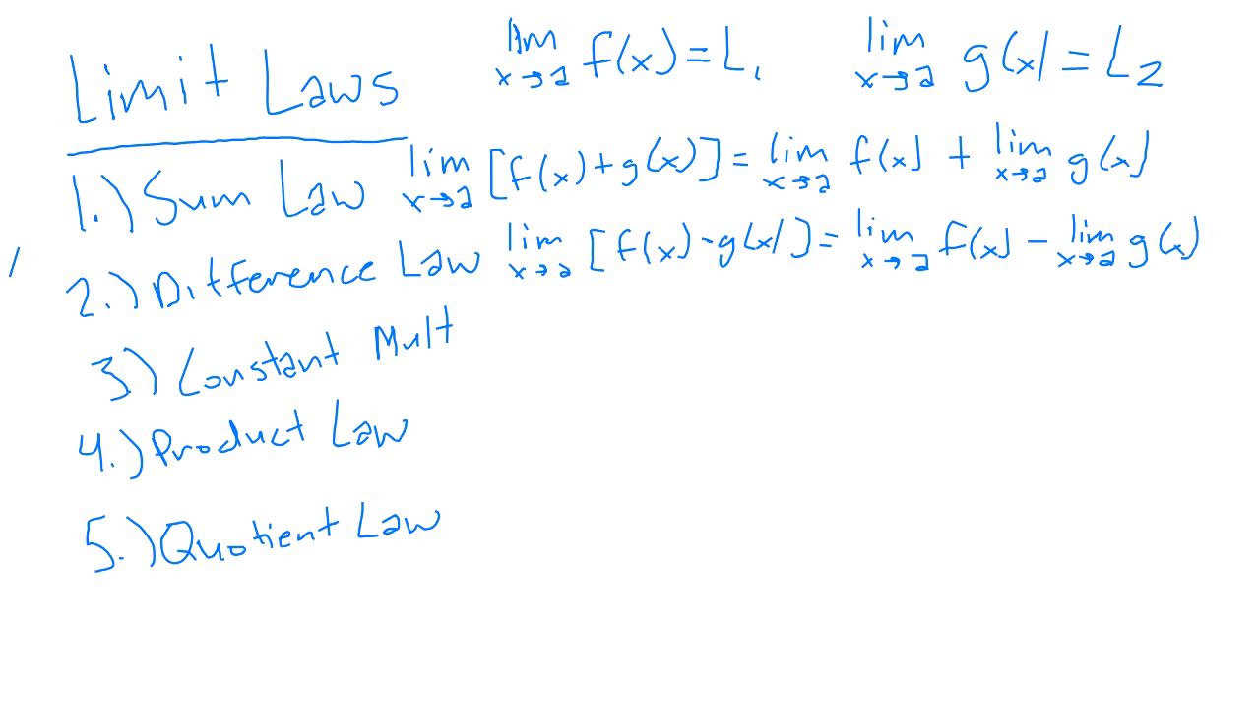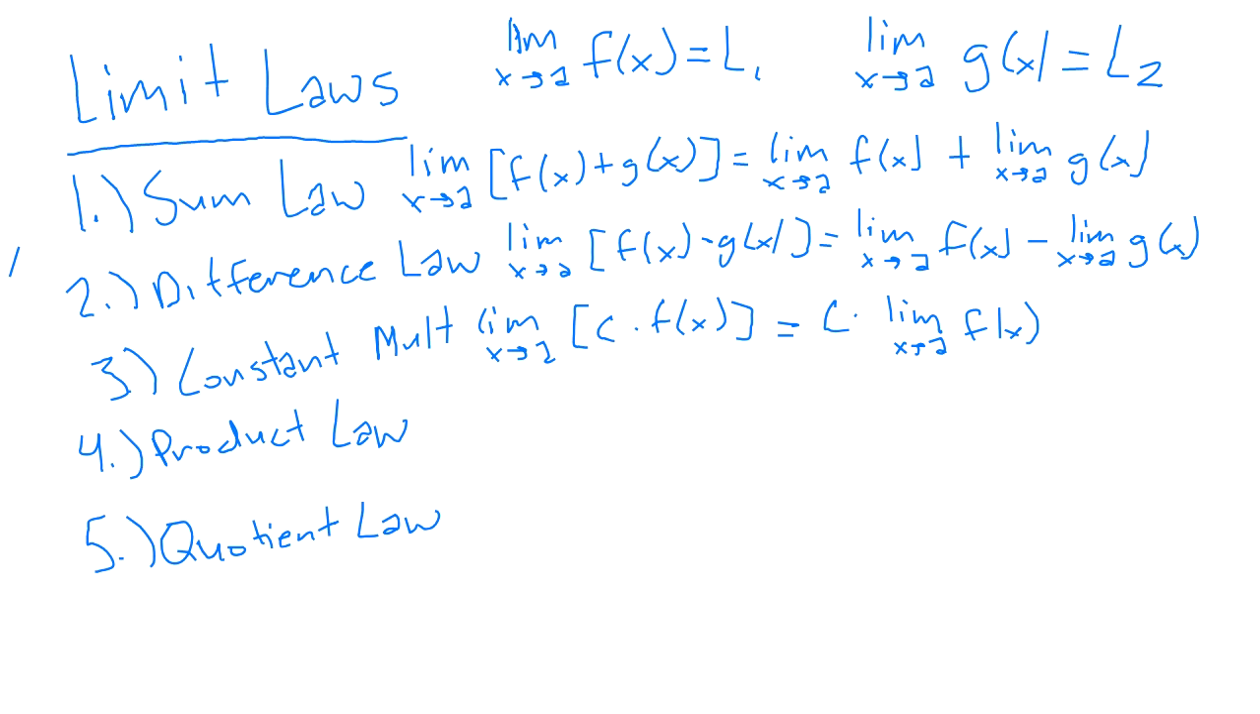Our constant multiplier law is essentially saying that if we have some constant c that is being multiplied by our function, so we have our limit as x approaches a of some constant c times our f of x, we can essentially just pull that constant out and then multiply that by what our final limit is. So that's essentially saying we have c times our limit as x approaches a of f of x.